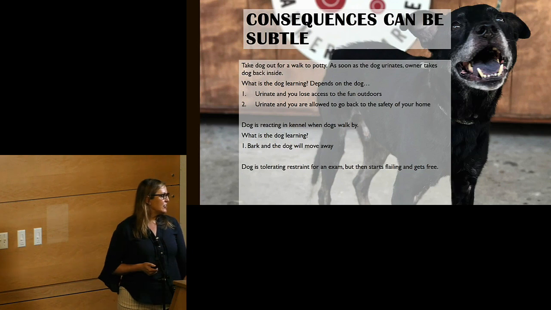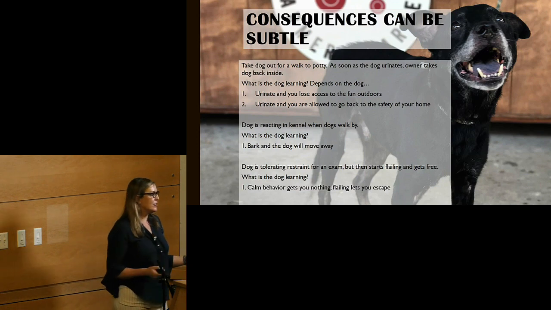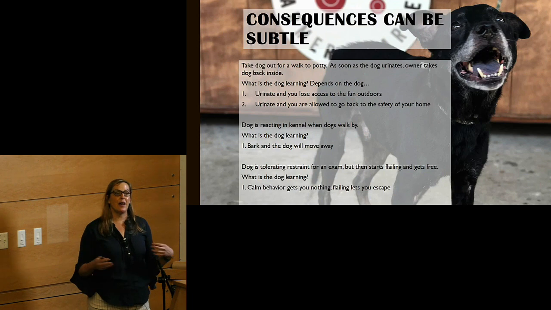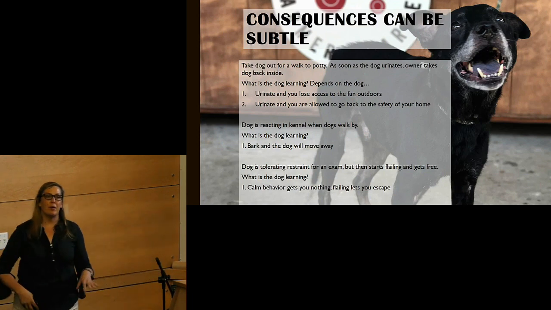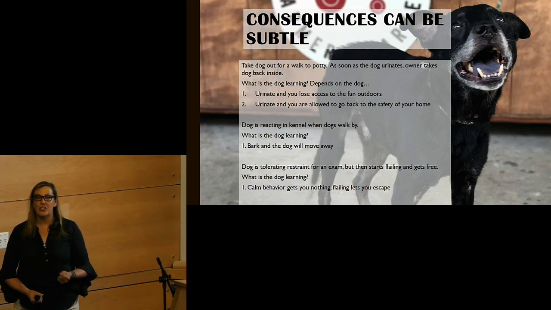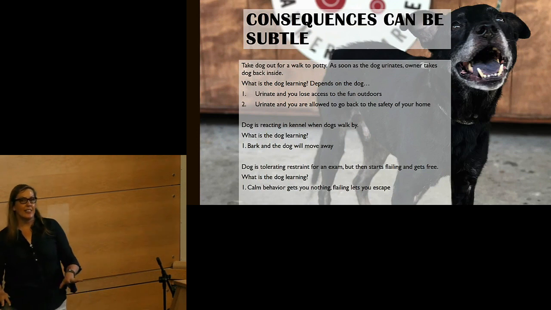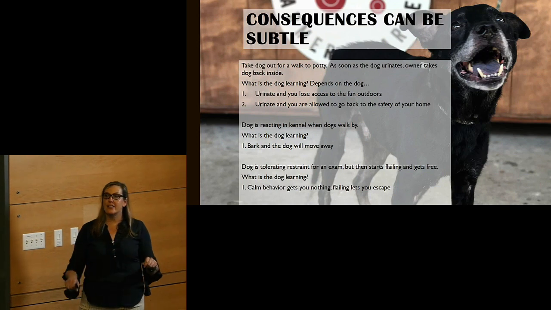If the dog's tolerating restraint for an exam, but then starts flailing and gets free, what has the dog learned? Being calm gets you nothing. Flailing lets you escape. So again, thinking about this, I always want this with my farrier for my horse, is that they come out, pick up a leg to trim the hooves. The farrier's reinforcers, I just want to get this job done. So they just want to push through. But at some point, standing on three legs for the horse is pretty awkward, and they start wobbling, and then they try and escape from it.